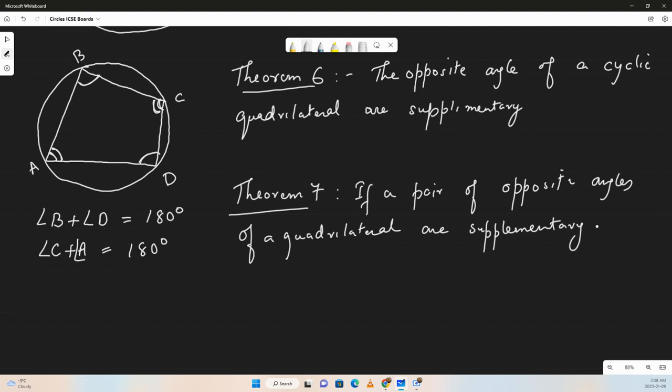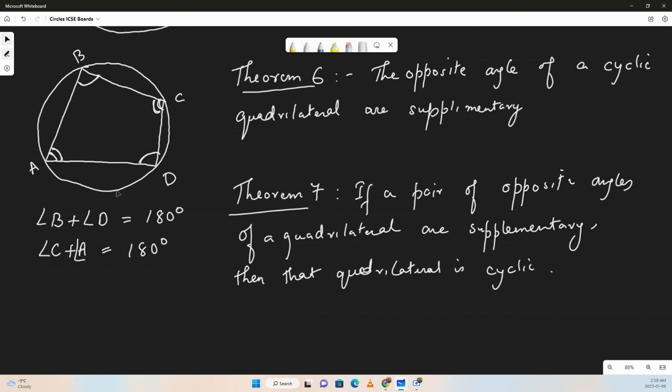Supplementary, then what will happen? Then that quadrilateral is cyclic. So that is just the reverse of theorem 6. Okay, so that's our theorem 7, and let's move on to our last theorem, right?